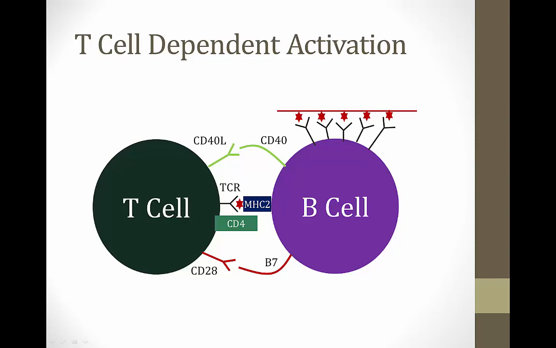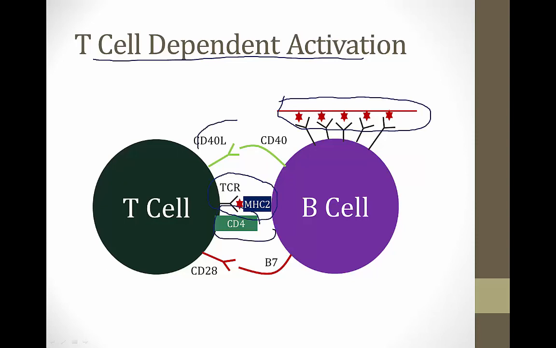So that's a lot to remember, so I've drawn a picture here to help remind you of all the interactions that are necessary for T cell dependent activation of a B cell. First, the B cell receptors must be cross-linked by the appropriate antigen. Next, MHC class II must bind the T cell receptor via antigen presentation by the B cell and CD4.